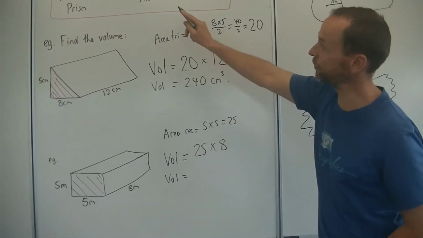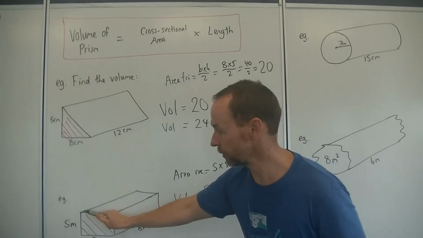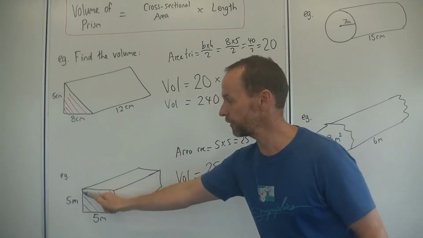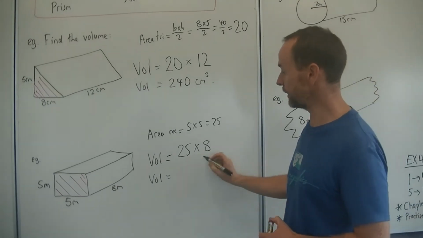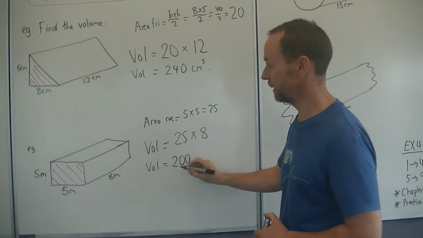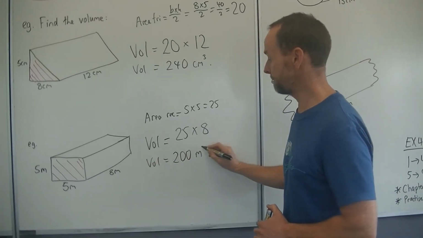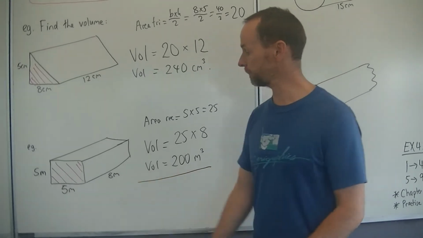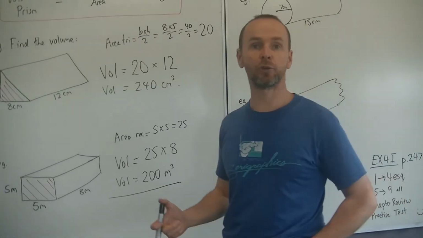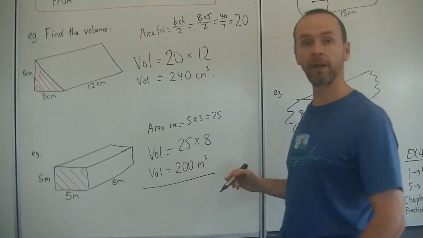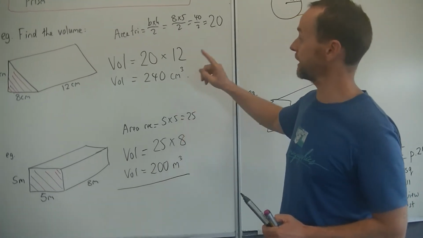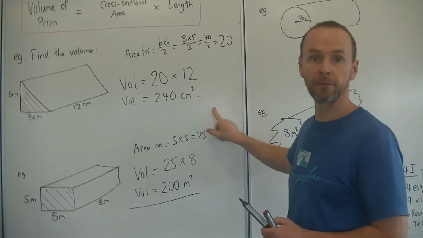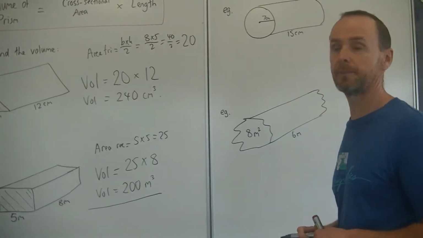Does that make sense? I just use this formula here, but the cross-section was length times width. So you could just go length times width times height, like we've done in the past exercises. 25 times 8 is 200, and the volume is 200 metres cubed. And we're done. Just remember, if it said change it to a capacity, then you would use that conversion. Times it by 1,000 to get to litres, or if it's centimetres cubed, it's the same as mils. Remember that from last exercise?